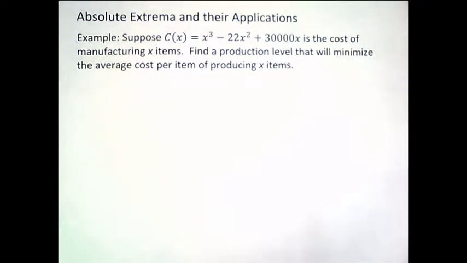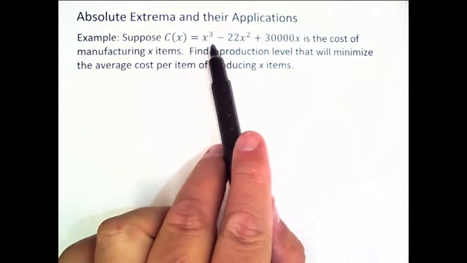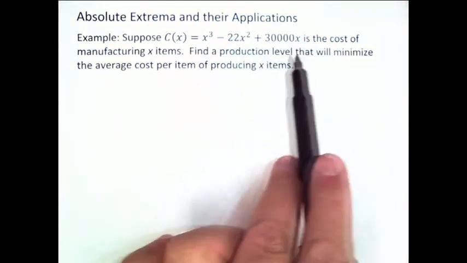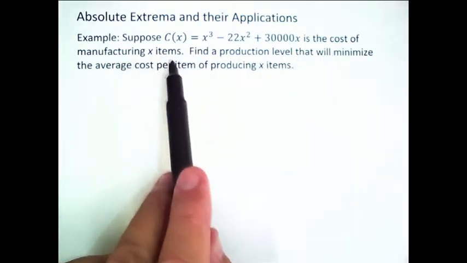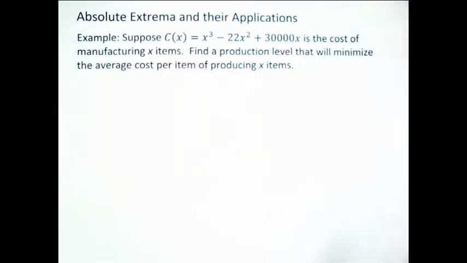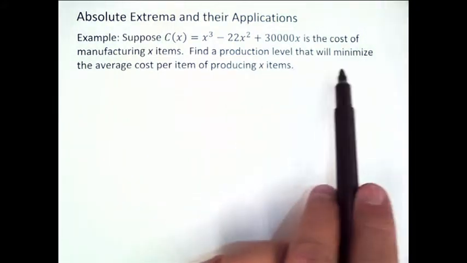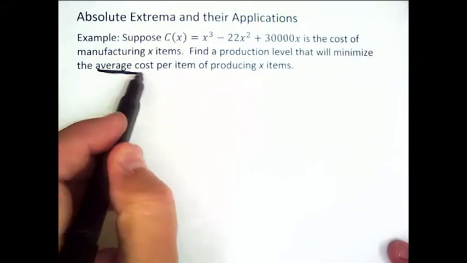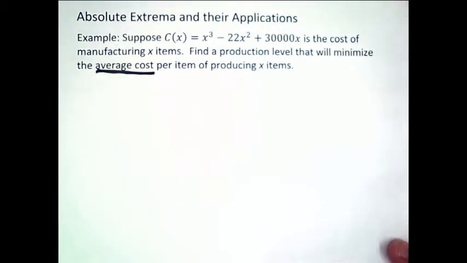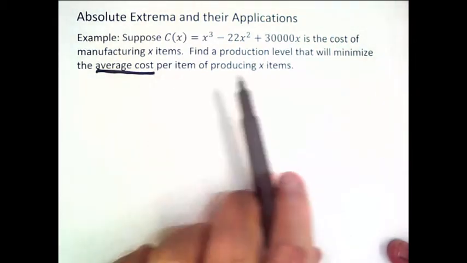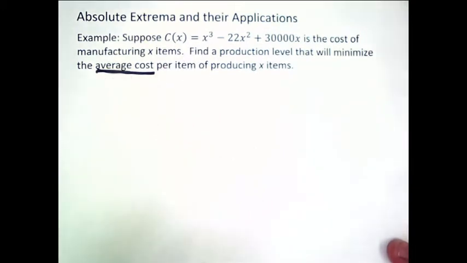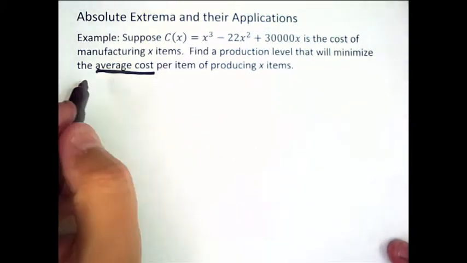Suppose C of x is equal to x cubed minus 22x squared plus 30,000x, and that is the cost of manufacturing x items. We call that the total cost function. Find a production level that will minimize the average cost per item. Now, be careful here. We're not minimizing cost, we're minimizing the average cost. So the question is, what is average cost?